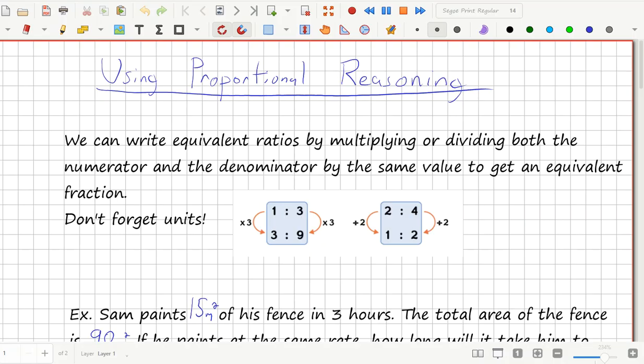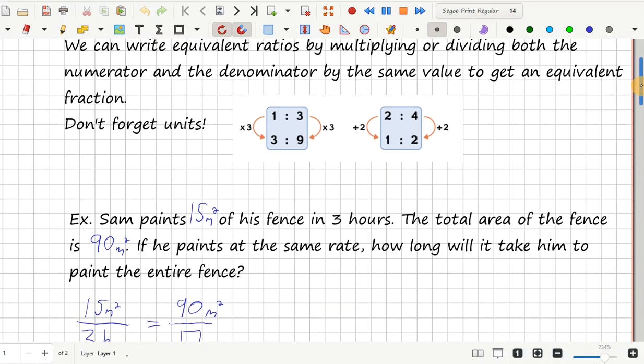So we can write equivalent ratios by multiplying or dividing both the numerator and the denominator, or the left and right hand side of the ratio, by the same value to get an equivalent fraction or ratio. We're going to look at units as well. We already saw this last time where we had kilometers and hours and meters and seconds. It's a really good idea to write your units as well, so we know what you're comparing.